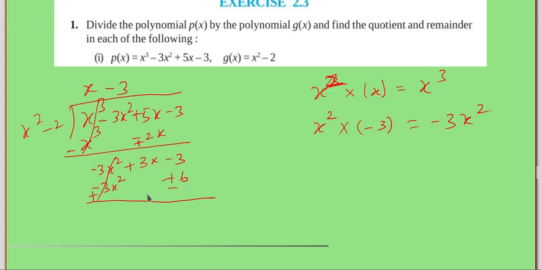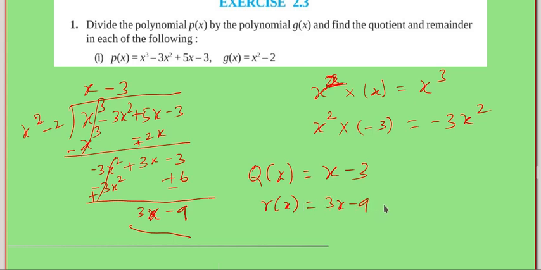Okay, here what is there? Plus 3x, and this is minus 9. See, look at this. The remainder has the highest power 1, but in our divisor the highest power is 2. So the degree of the remainder is less than the divisor, so we need to stop. Our quotient q of x is x minus 3 and r of x is 3x minus 9. Okay, that's it.